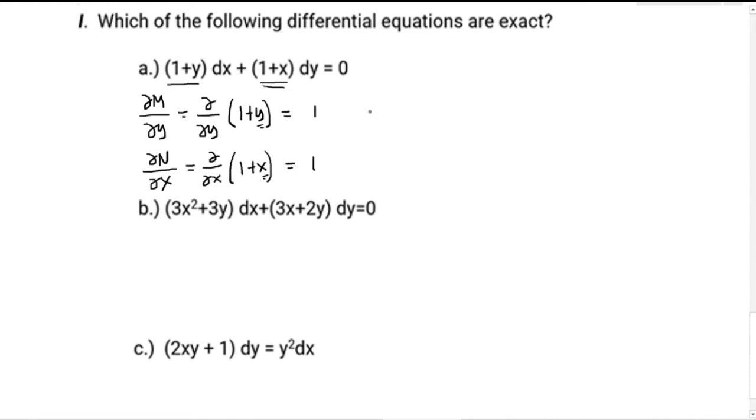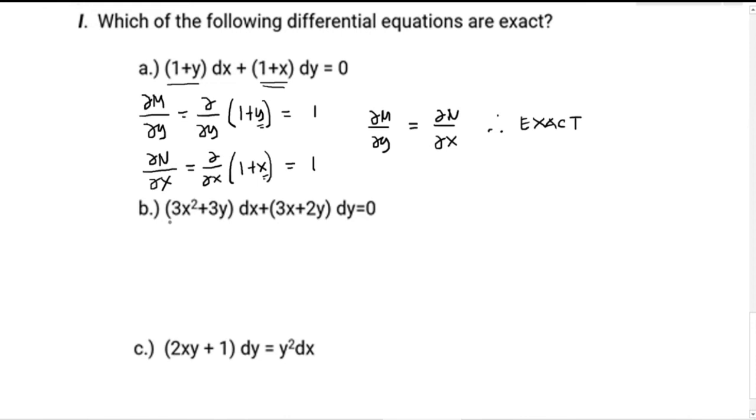As shown, the partial derivative of M with respect to y is equal to the partial derivative of N with respect to x. Therefore, our equation is exact. Now let's move to letter B.